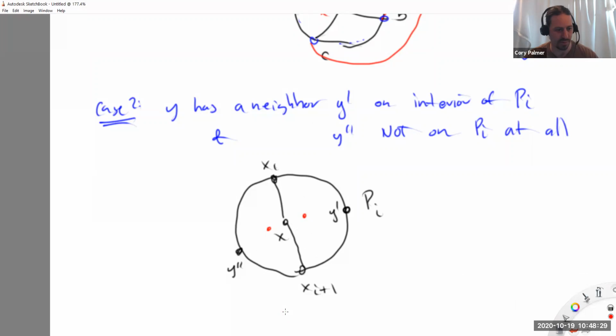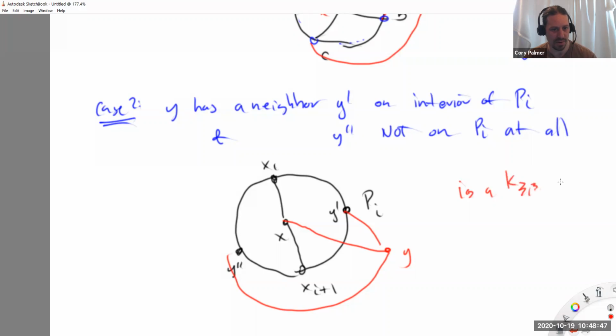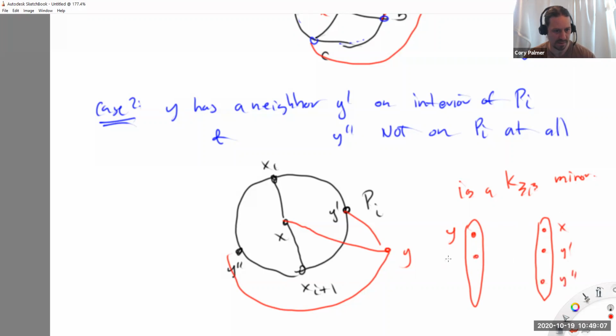So hopefully we can rule this out through other means, and it turns out we can, because then here's Y, and it's adjacent to Y prime and adjacent to Y double prime and adjacent to X. And I claim that this is a K3 minor, because if I draw it like this, let me mix these up correctly. Let's put Y over here, X over here, Y prime here, Y double prime here, XI here, and XI plus 1 here.